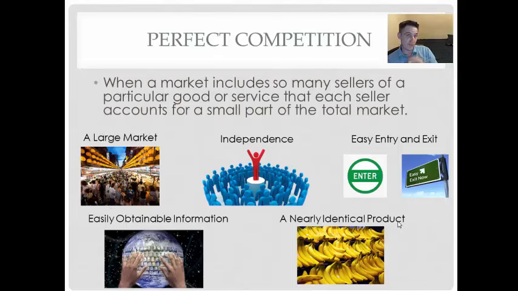Perfect competition. When you have absolute perfect competition, it's when a market includes so many sellers of a particular good or service that each seller accounts for only a small part of the total market. An example of not perfect competition would be smartphones. Right now, probably about 80% of the market share is controlled by Google's Android and Apple. Microsoft has got a little piece, and there are other companies with a little piece, but it's pretty much dominated by those two. That's not perfect competition.